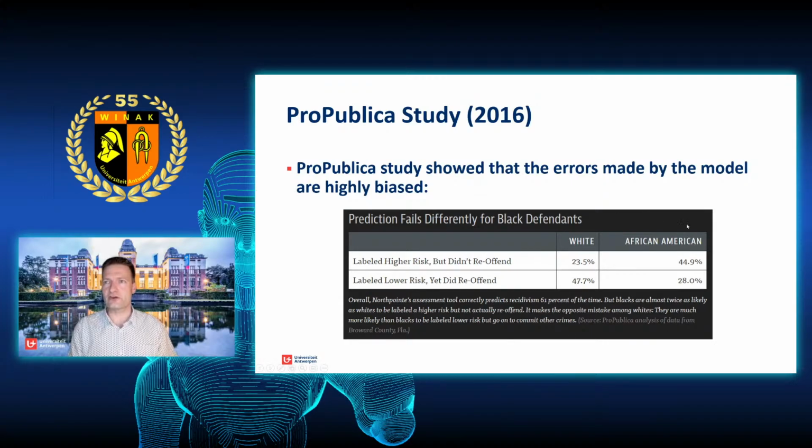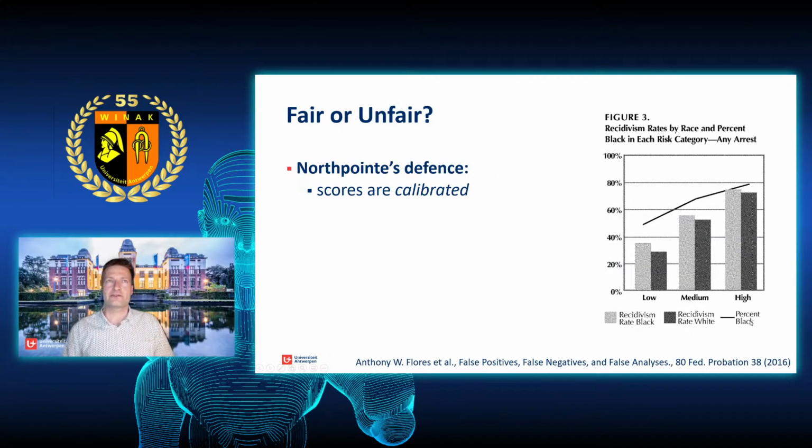But this company was defending itself, and it was making a very strong defense. I want to give this to you also, because many people that talk about this topic stop here, but I think that what follows is also quite important. So Northpointe, the name of the company that made the classifier, said their defense was, well, actually we are fair, our scores are calibrated. And what do they mean by calibrated?